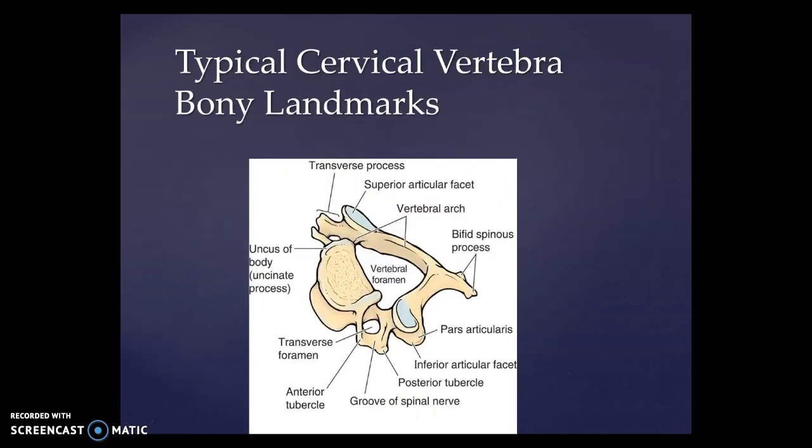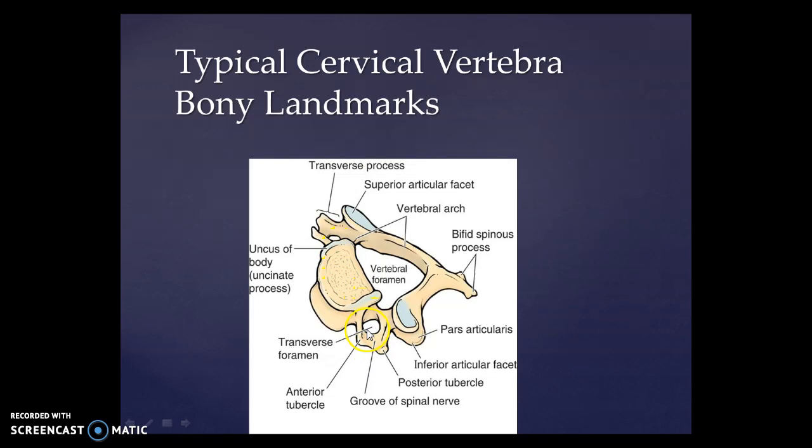Other bony landmarks in your typical cervical vertebrae. C1 and C2 are going to be a little bit unique, but this is what the rest of them kind of look like. You definitely have your body, and you have these uncinate processes, which are almost like a bony ridge, anterior and lateral, and I'll show you another view in a second.